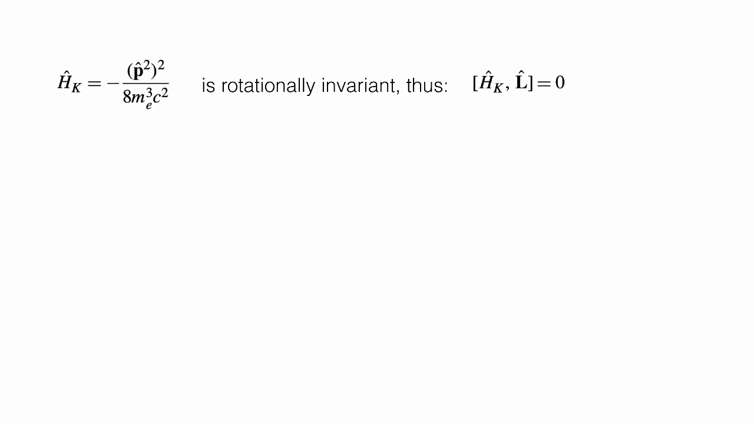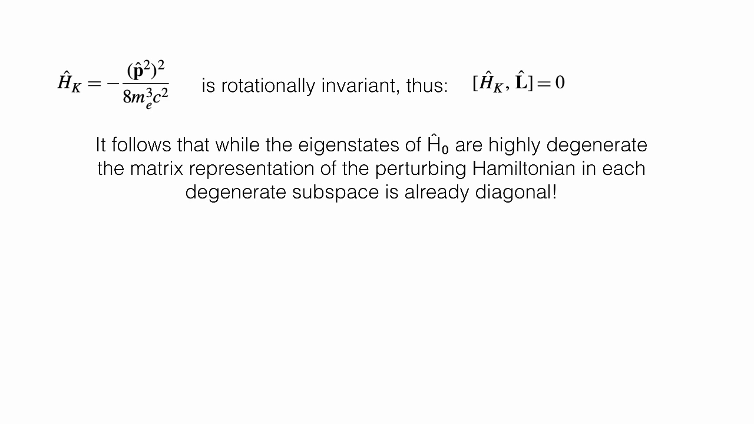Of course, this term is still rotationally invariant, since we have only the p squared, which is a function of the distance. So H_K still commutes with all the components of the vector operator L. No problem with that. That means that the eigenstates of H0, which are highly degenerate as a function of n, of course, so the matrix representation of the Hamiltonian will also be diagonal. Indeed, all the eigenstates of H_K are also eigenstates of L.